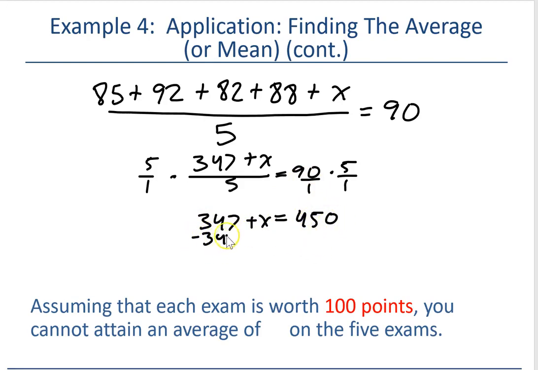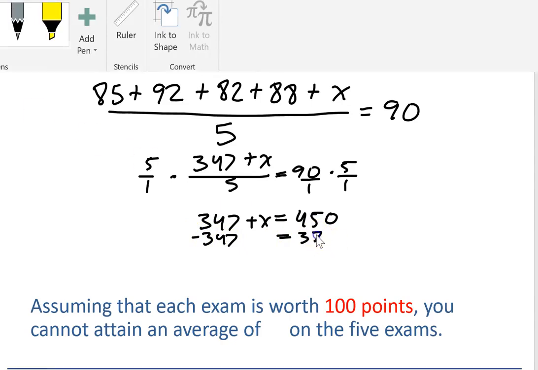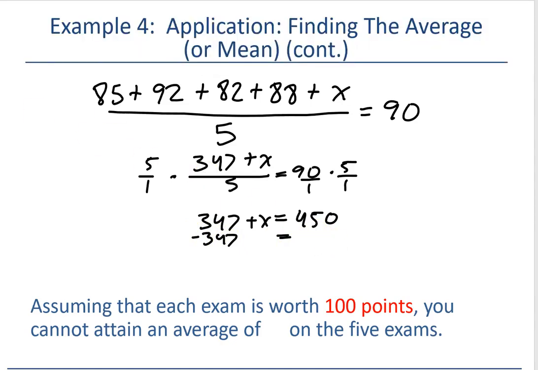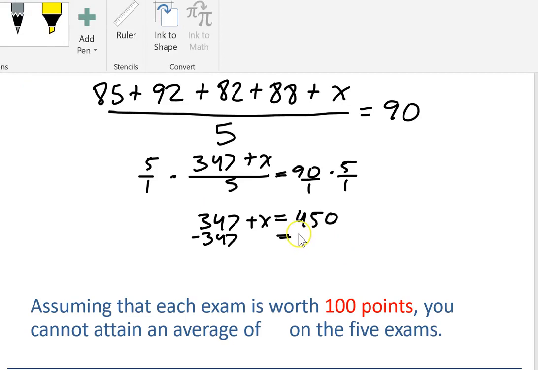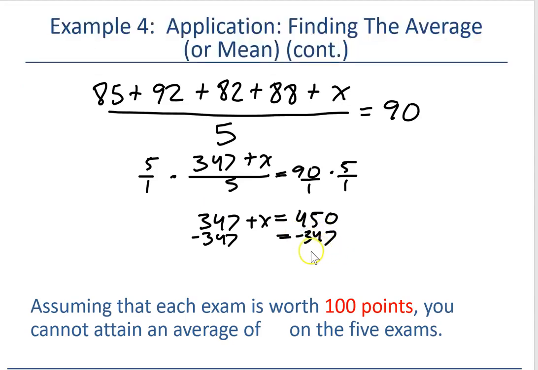Well, then I can subtract off 347 off both sides. Oops, sorry. Subtract off 347 off both sides, and I'm going to get x is equal to, whenever I do the math on that, 103. Well, this is why, assuming that each exam is only worth 100 points, you cannot attain that average.